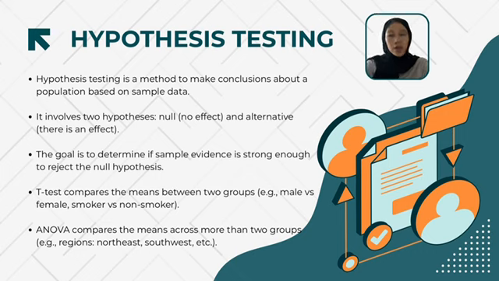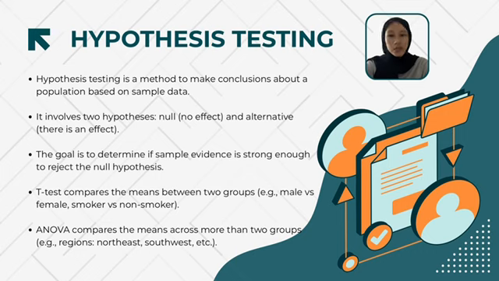Third, if we want to compare the average result between two groups, we use the independent sample t-test. For example, we can use it to check if insurance charges differ between males and females or between smokers and non-smokers. Fourth, if we are comparing more than two groups, we use ANOVA, which stands for Analysis of Variance.